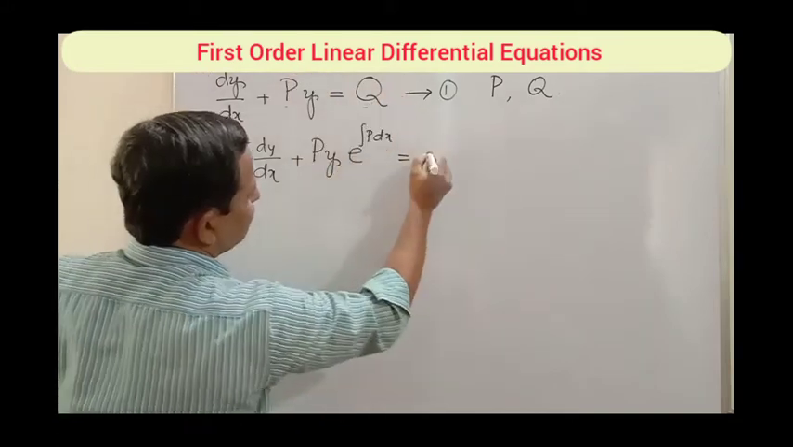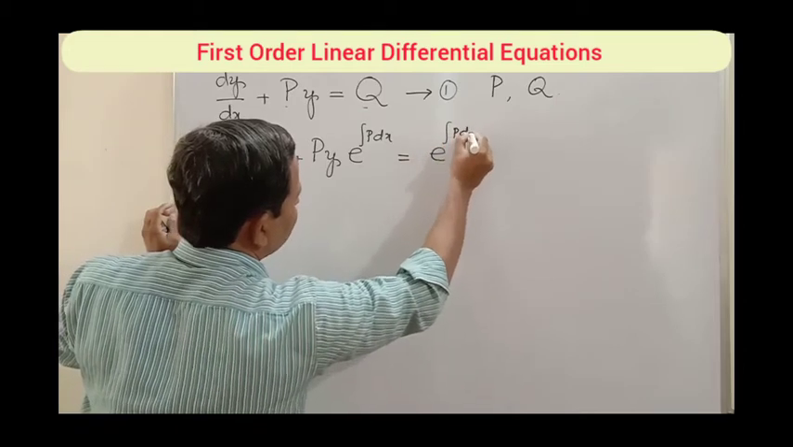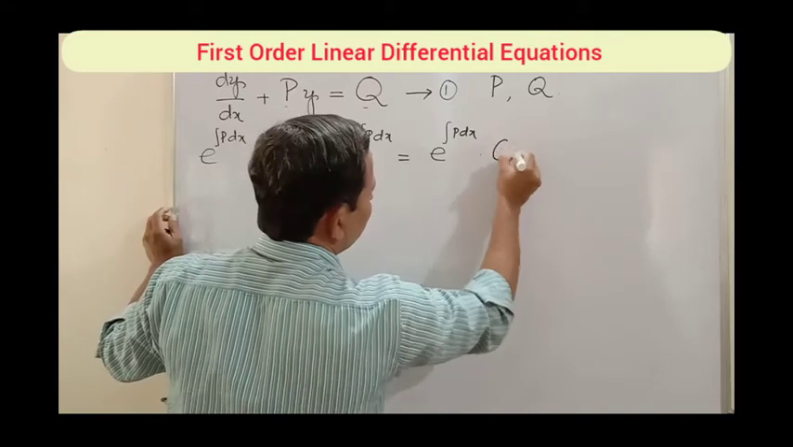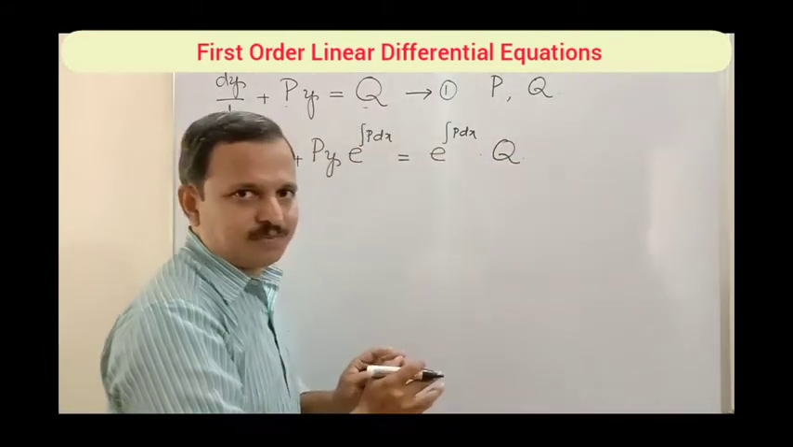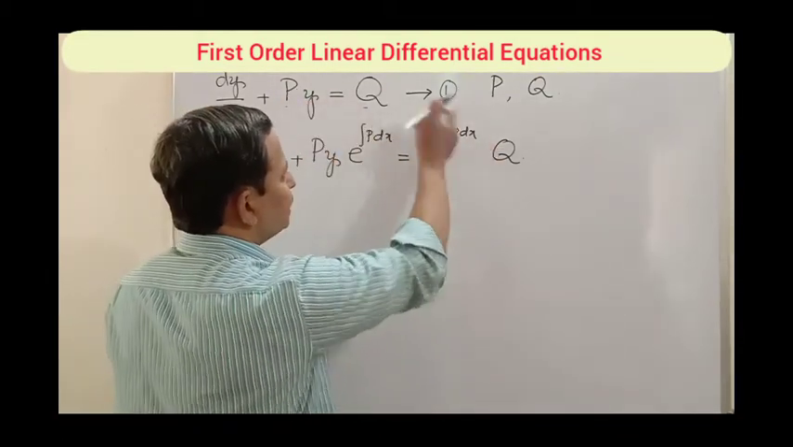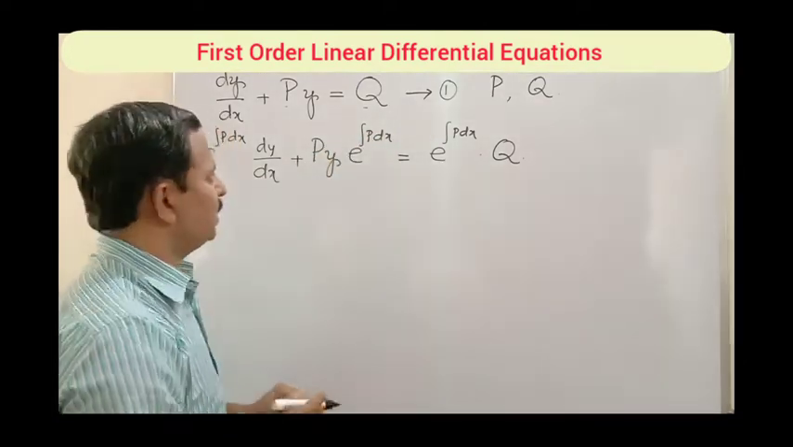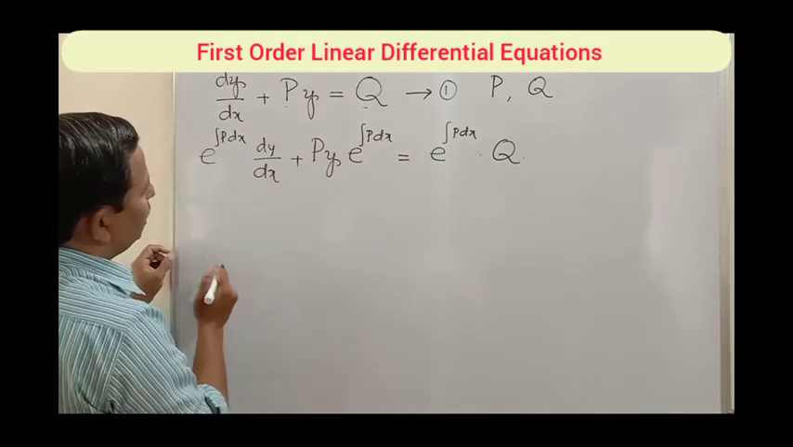Now let us multiply the same thing on RHS. So e to the power of integration p dx into q. So we have multiplied this factor on both sides. Here P is this term, Q is as usual the right hand side term, which is also a function of x.